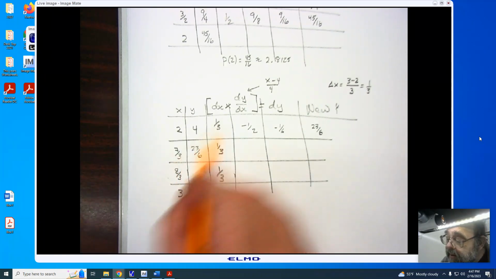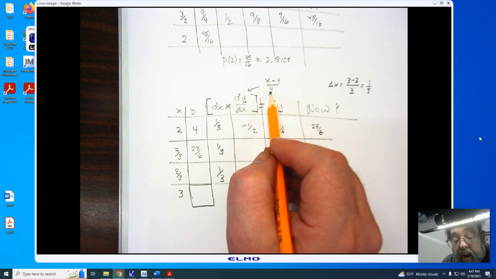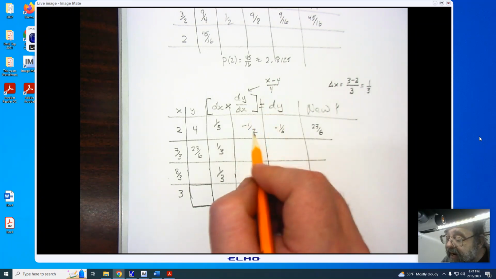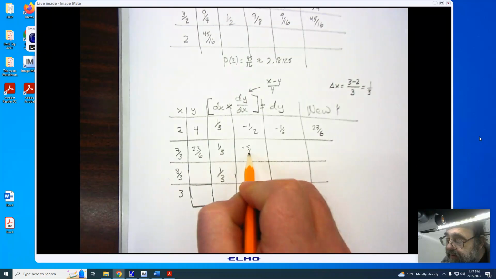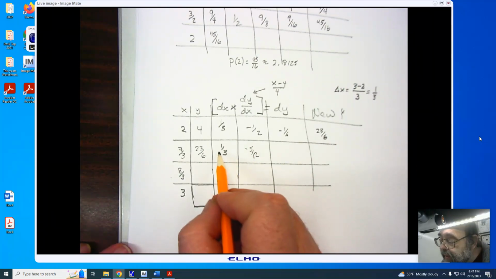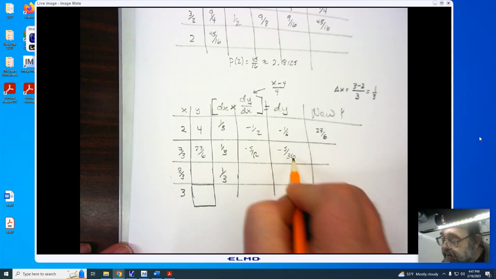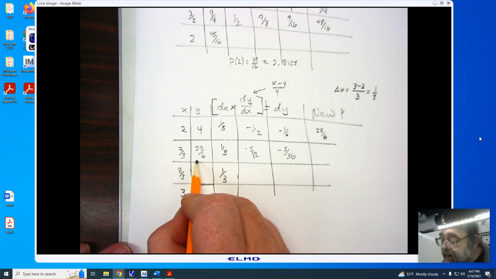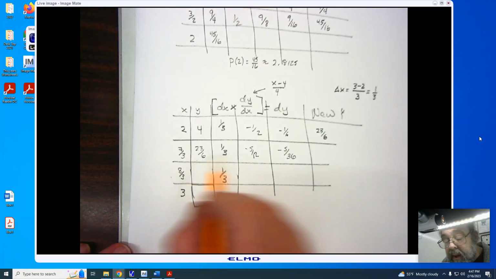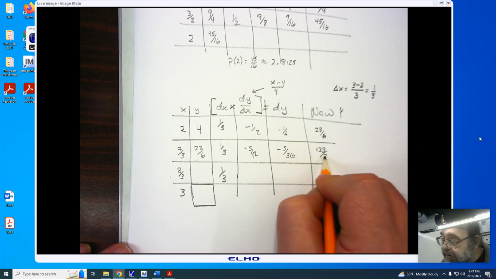I'm now putting in 7/3 minus 4, divided by 4, which is going to give me -5/12. Multiplying 1/3 by -5/12, I get -5/36, which I now add to the 23/6. And I'm going to end up with 133/36.